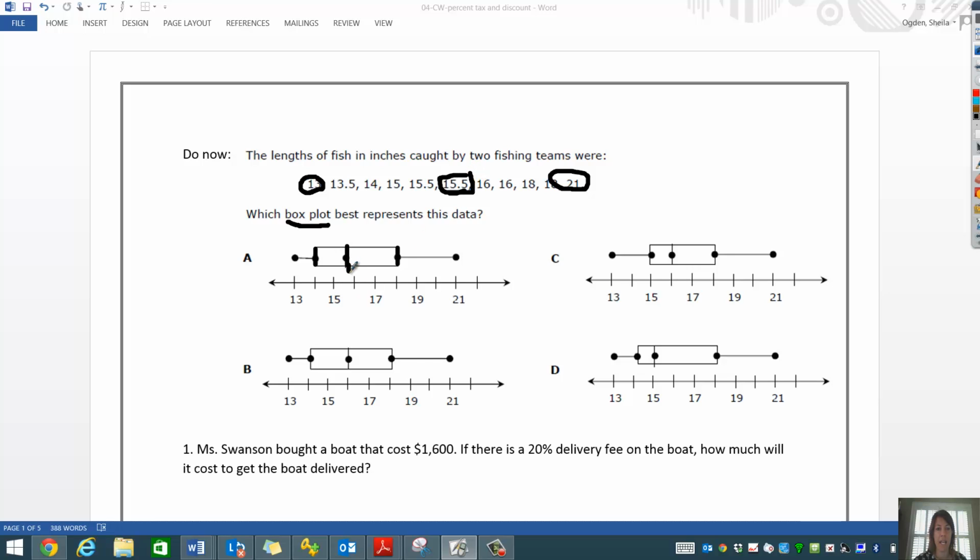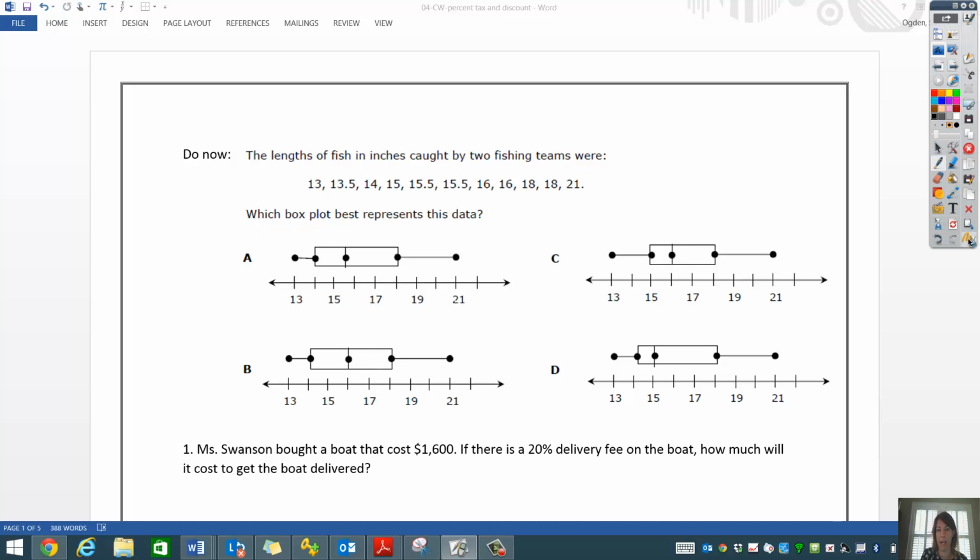So if I look at A, it lines up with 15.5. If I look at B, it actually lines up with 16, so B is not correct. C actually also lines up with 16, so C doesn't work. And then for D, the median is 15, so that's not correct. So the answer to the do now was A. I don't have to check Q1 or Q3 because the other ones just don't work from there.